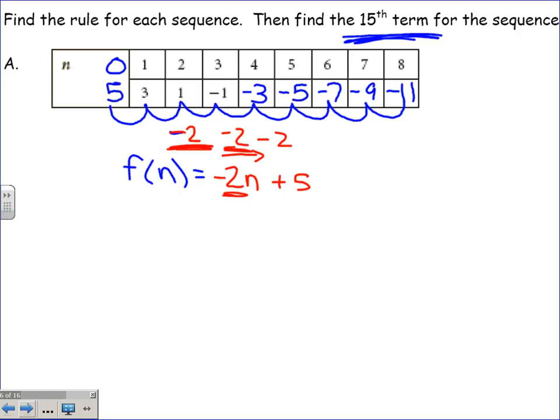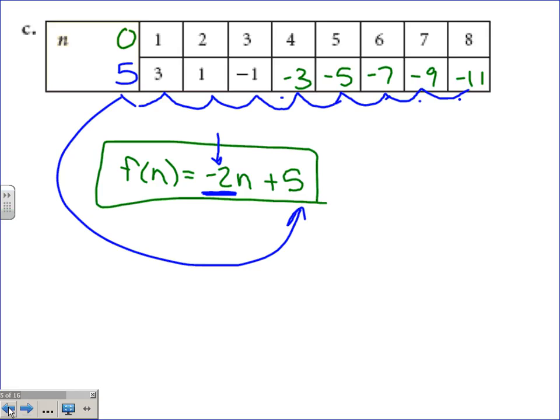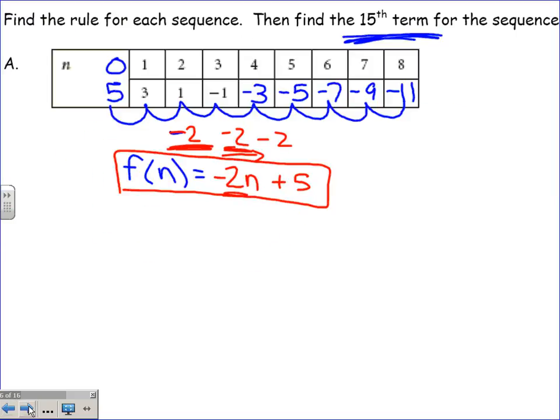This is the exact same example we just did about 2 seconds ago. It's right here. Just so you know, it's the exact same one, which is not a big deal. The only thing we do here is add one more step. So this is the first part of the answer. The second part of the answer is we have to calculate this for the 15th term.